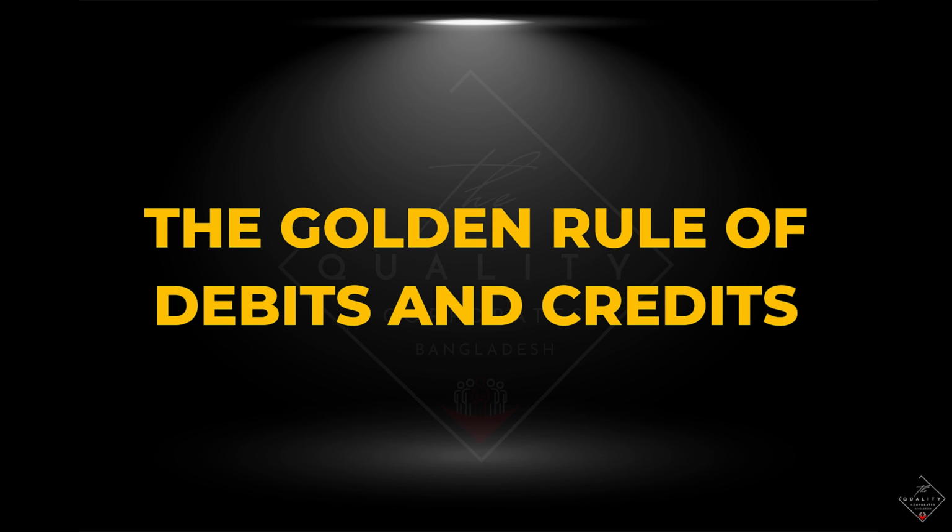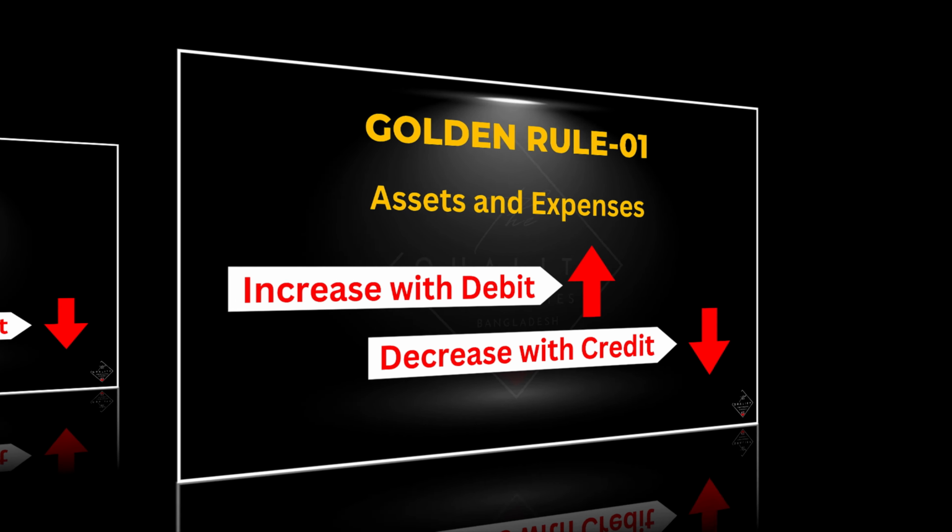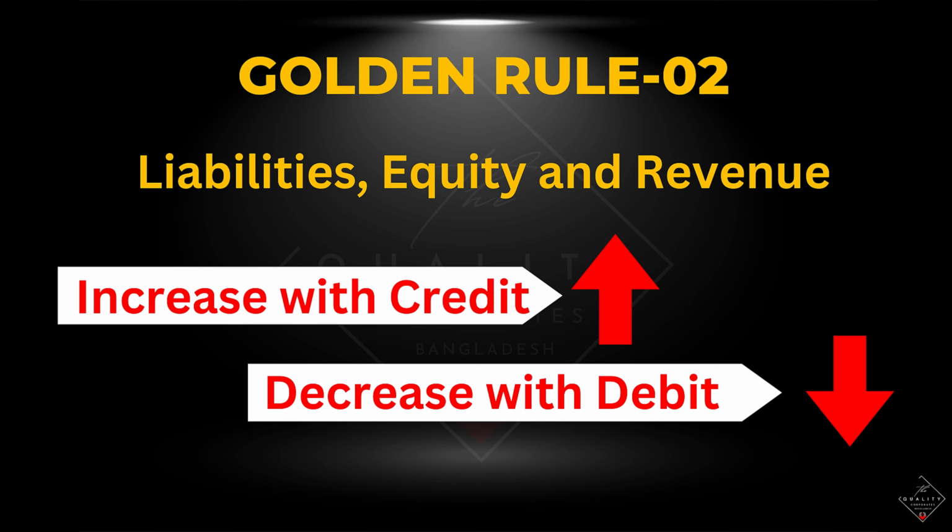Here's a secret weapon, the golden rule. Assets and expenses increase with the debits, while liabilities, equity, and income increase with credits. Let me rephrase this because this is the takeaway from this lesson. Debit represents an increase in asset accounts and expense accounts. Credit represents an increase in liability accounts, equity accounts, and revenue accounts. Memorize this and you are halfway there.